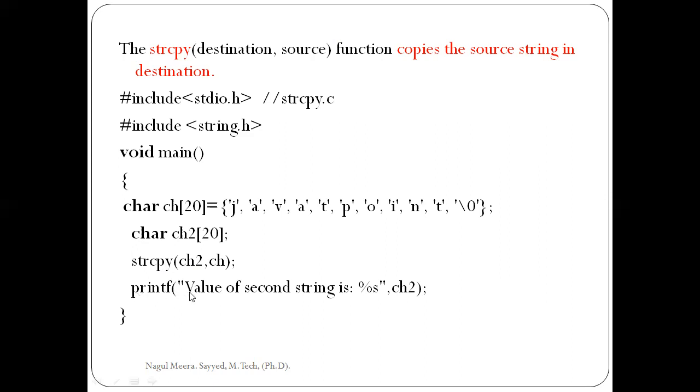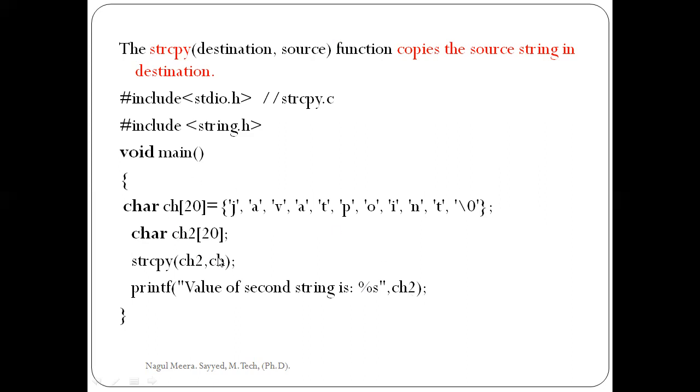Now printf, value of second string is %s. Why %s? Because we want to print the copied string. That's why I am using this control string as %s, where the copied string is available in ch2.